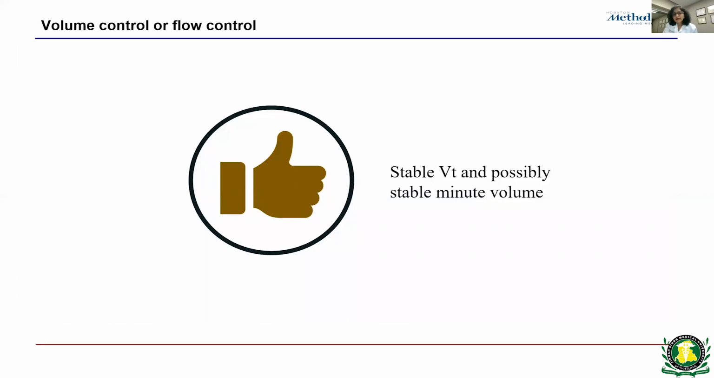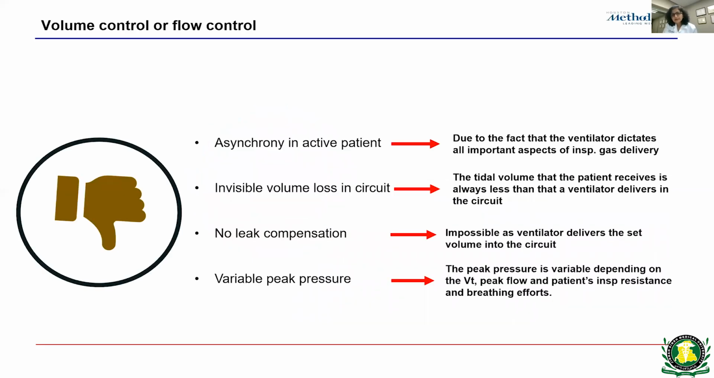Now, volume control has some benefits. So if I set a volume at 500 today, when I come back tomorrow, it's going to be the same 500 volume. And also the minute volume will be quite stable. But it has some disadvantages. There is patient-ventilator asynchrony. There's invisible volume losses in the circuit. It has no leak compensation. And there's variable peak pressure depending on tidal volume, peak flow, and the patient's inspiratory resistance and breathing efforts.